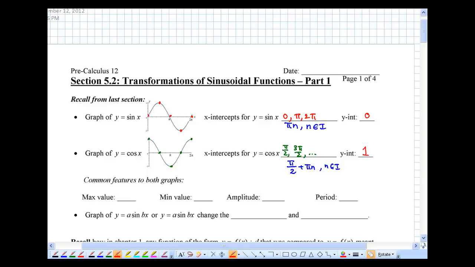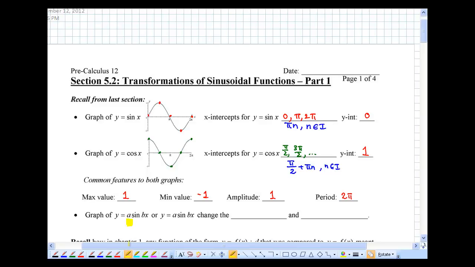Now, there are some common features to both of these graphs, and I hope you remember this from last day. The maximum value, well, if you don't remember, just look at the picture. Yeah, it's 1. The minimum value, yep, it's -1. The amplitude was the distance from the max to the middle axis. In this case, it's 1. And the period, 1 cycle, think of that unit circle, it's 2 pi.